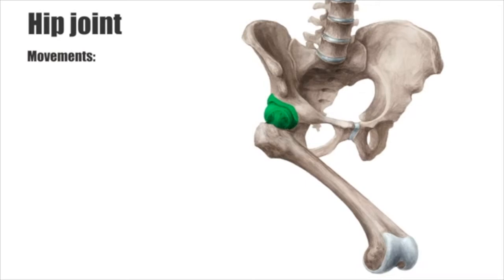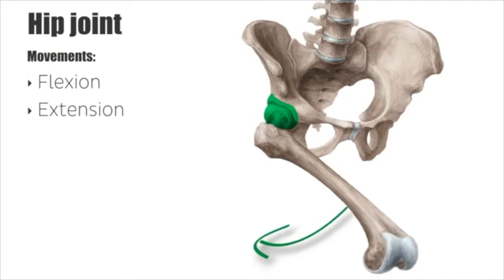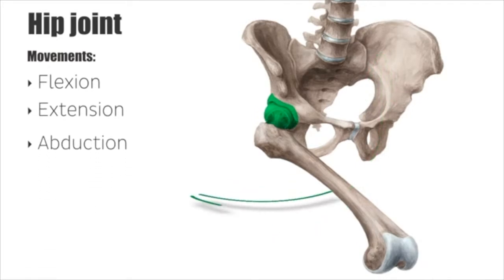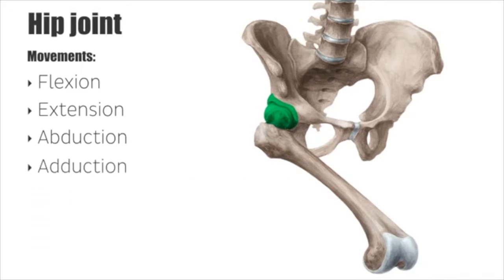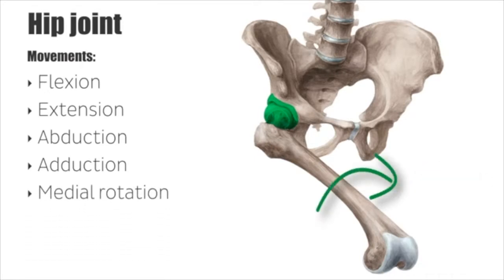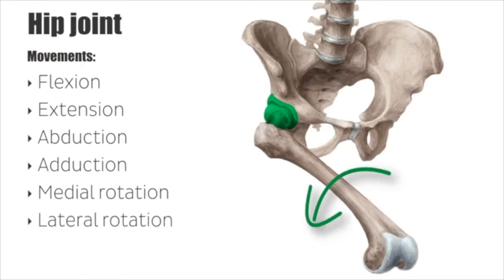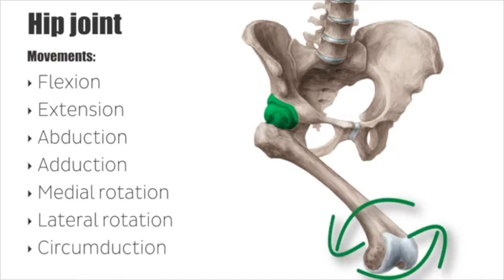So the range of movements in the hip joint include flexion, movement of the leg forward, extension, movement of the leg backward, abduction, movement of the leg laterally, away from the midline of the body, adduction, movement of the leg medially towards the midline of the body, medial rotation, internal rotation of the thigh towards the midline of the body, lateral rotation, outward rotation of the thigh from the midline of the body, and circumduction, conical, precise 360-degree movement of the leg.